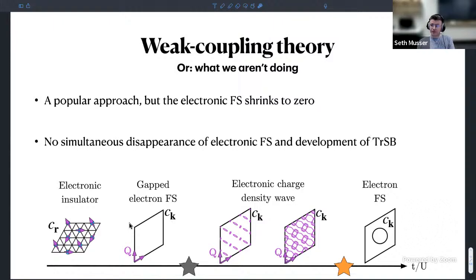But to observe a gapped incompressible state, you don't need the Fermi surface to disappear, right? Yeah, the charge density waves are incompressible and they have gaps.